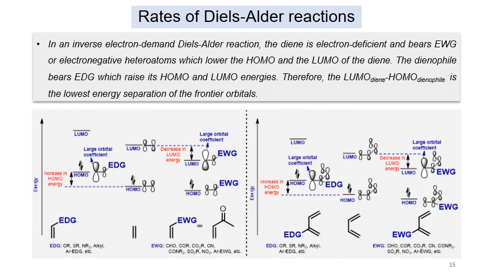So in the inverse electron demand, we already saw, you will have an electron donating group here and you will have an electron withdrawing group here. In that particular case, you will consider the interaction between this orbital and this particular orbital. So the LUMO of the diene and the HOMO of the dienophile is the lowest energy separation of the frontier orbitals for the inverse electron demand Diels Alder reaction.